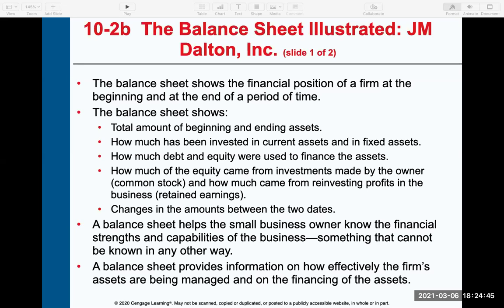So just to break it down a little bit further about the financial position, you're probably like, well, what does that mean? What is it that I actually get to see when I do a balance sheet for my company? One is the total amount of beginning and ending assets. So you know the original cost of the assets, and then you know the true, more accurate cost at that specific time. You also get to know how much has been invested by current assets and fixed assets, how much debt and equity were used to finance those assets, how much of the equity came from investments made by the owner, common stock, or just retained earnings, the net profit, and then any changes in the amounts between the two dates.